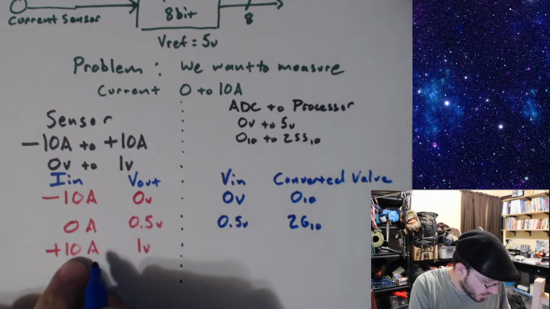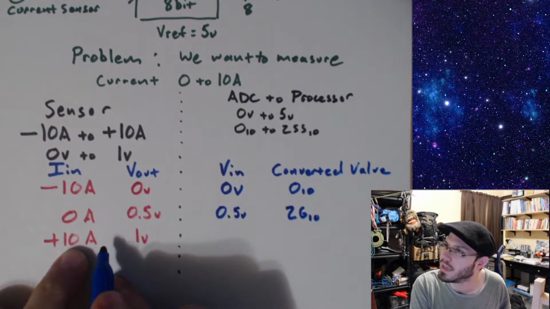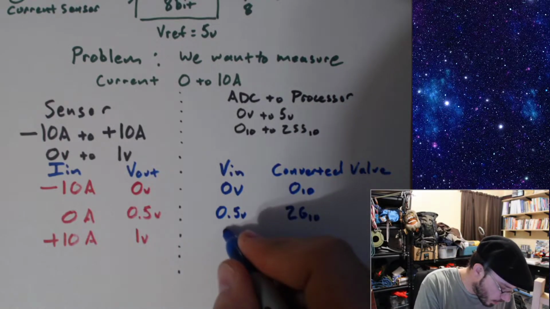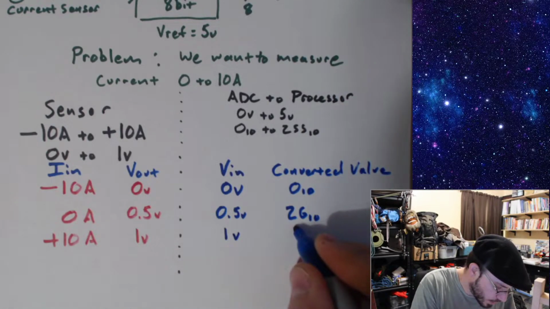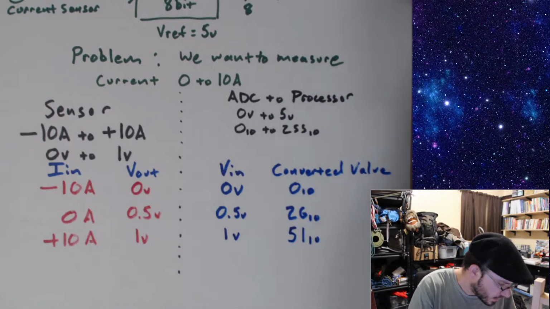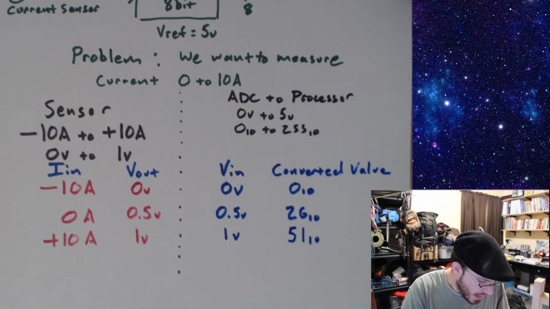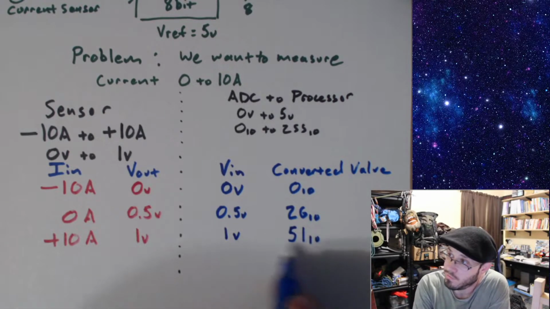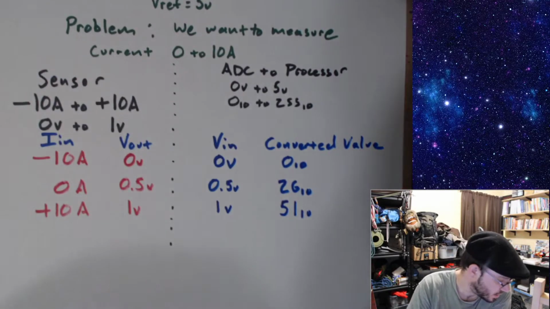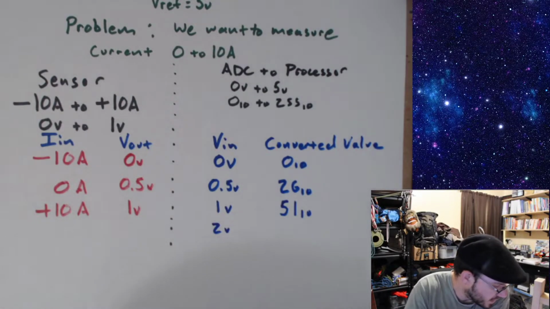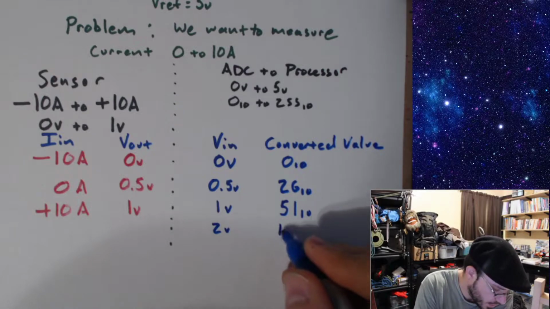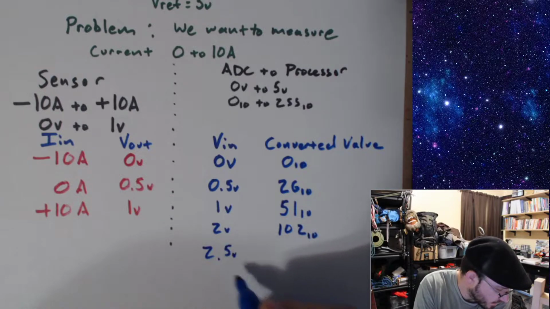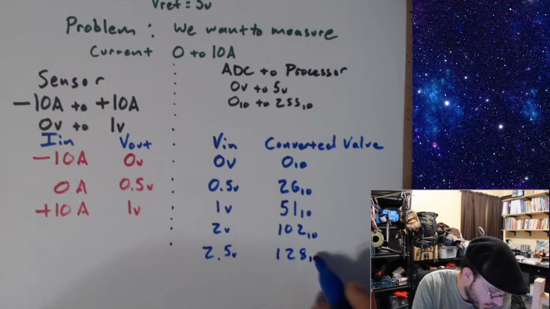And what about the case when the sensor is measuring 10 amps and it's giving the ADC 1 volt? Well, 1 volt gets converted to 51 base 10. And then outside of this range is no longer being covered by the sensor. In fact, this is all unused. So 2 volts, let's just put up some values here, gets converted to 102 base 10. And 2.5 volts gets converted to 128 base 10.